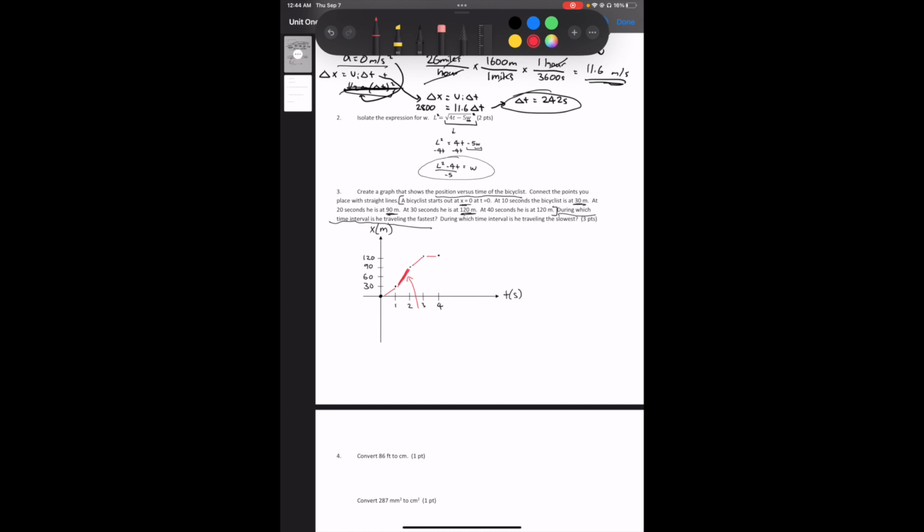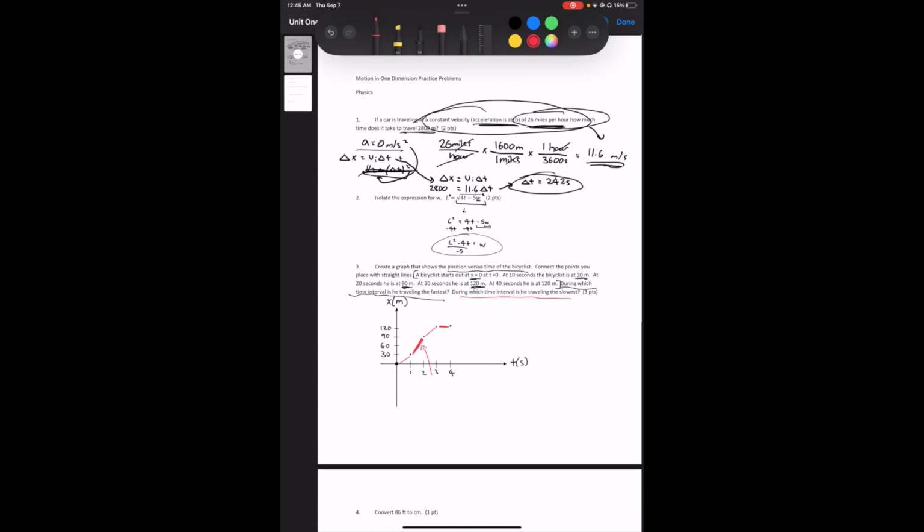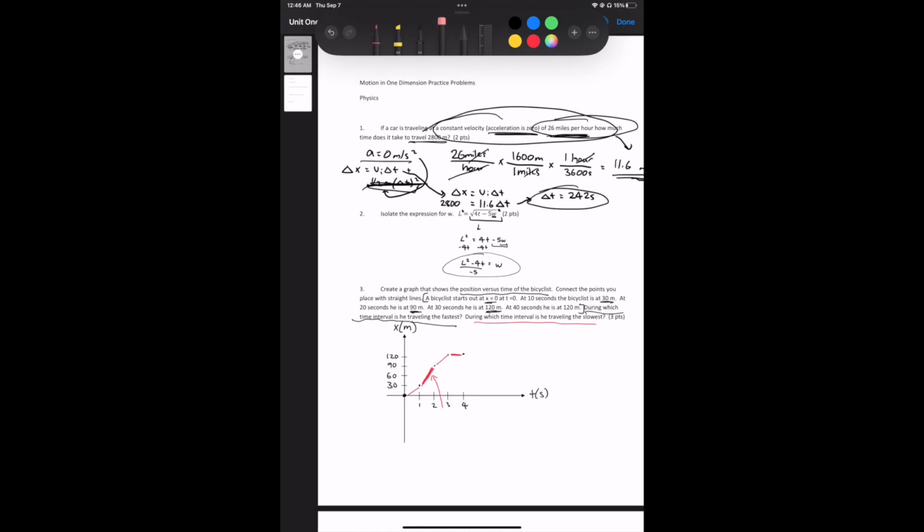And now which time interval is he traveling the slowest? Well, since there's a big plateau in the graph right here, during the 3 to 4 seconds, or multiplied by 10, 30 to 40 seconds, he's traveled 0 because he remains at the position of 120 meters. So he travels nothing during that time, which is the slowest, essentially.